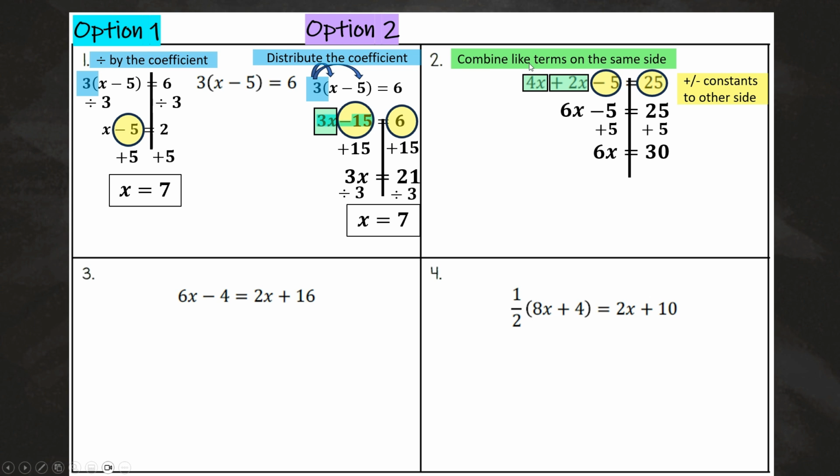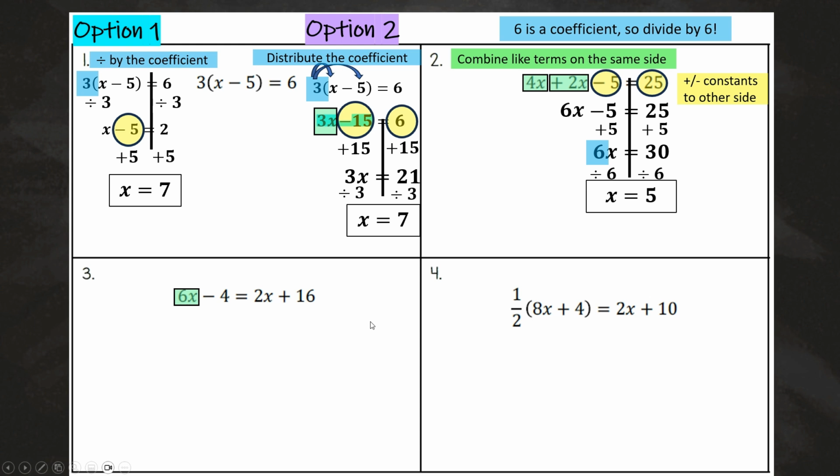So first I combined like terms. Second, I added or subtracted the constants to the other side. And my last step is going to be to divide by this coefficient 6. I divide both sides by 6 and x is equal to 5.